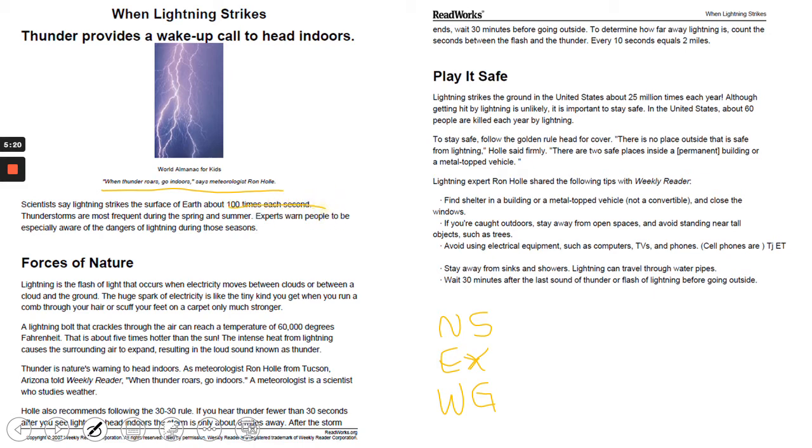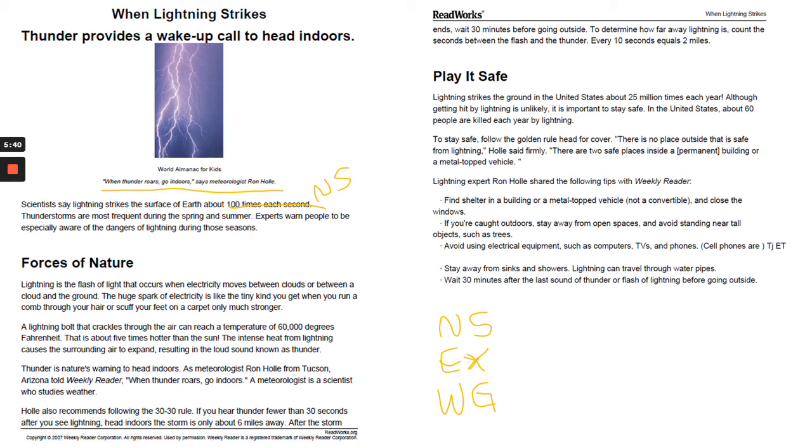Already found numbers and statistics. I'm going to write NS. And then I'm going to think, why did the author use that? 100 times a second. Well, that's a lot of lightning. I think the author wanted me to see how frequently lightning is striking the Earth. All right, let's keep going.